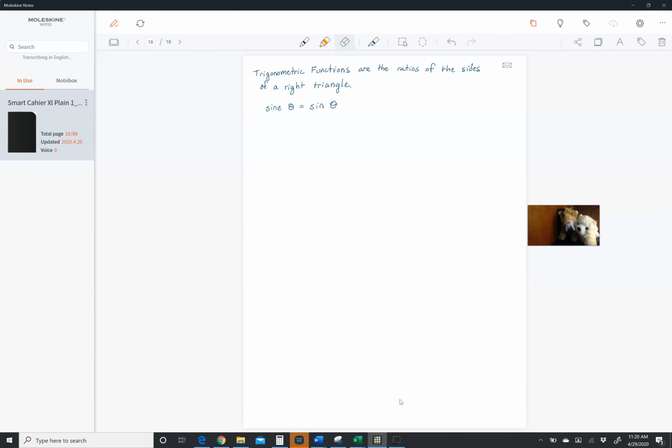Okay, so the sine of theta. Now, you have to have a theta here. This is like log. You can't take the log of nothing. You have to take the log of something. So something has to follow. You have an argument that follows the log. Following the sine, you have an angle. The reason why you need the angle is that the definition of sine is based on the sides of a right triangle. And as you saw, in order to label the sides of a right triangle, we needed to know where the angle is.